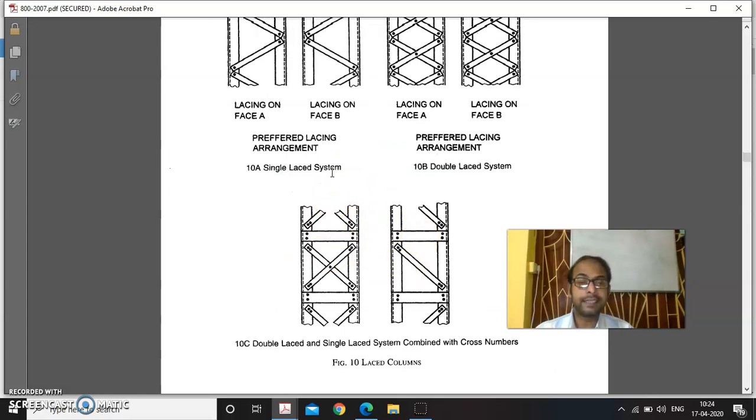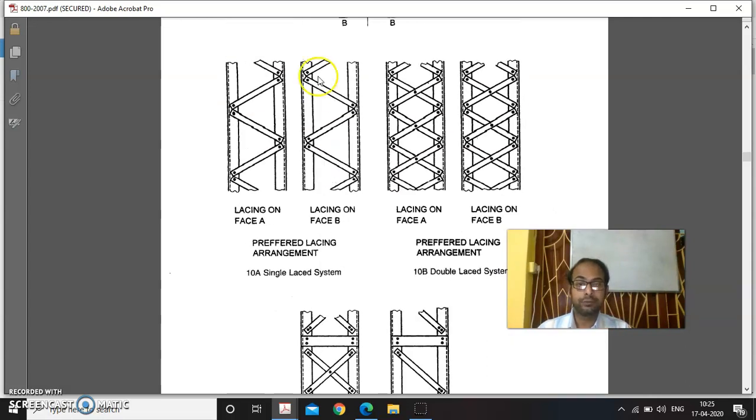Lacing gives us the opportunity to connect two separate members to behave as a single member and also to reduce the slenderness ratio of the column. So the effective length becomes smaller and the slenderness ratio reduces, thus the load taking or compression taking capacity of the member increases.